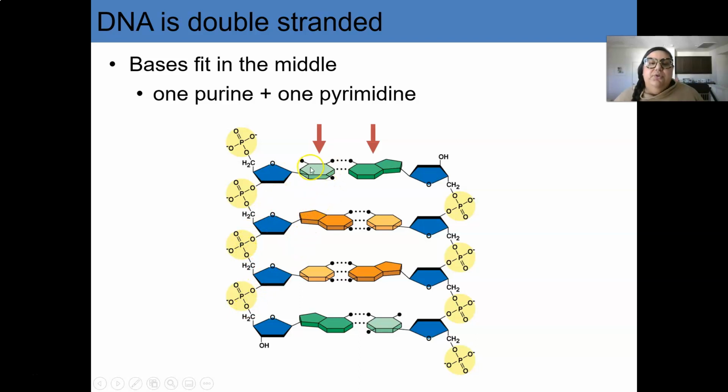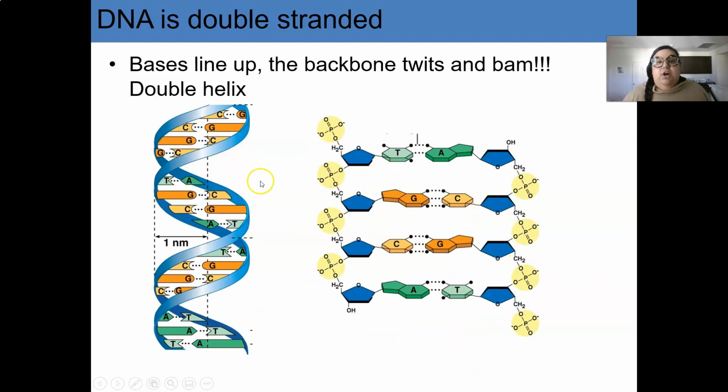And then we have our nitrogenous base, right? So we are binding a one ring with a two ring here. We're going to bind one purine with one pyrimidine. And here we're going to bind a two ring structure with a one ring structure. And so on and so forth down the DNA. And so it lines up. The bases line up, the backbone twists, and then bam, you get a double helix. So this is what it looks like.